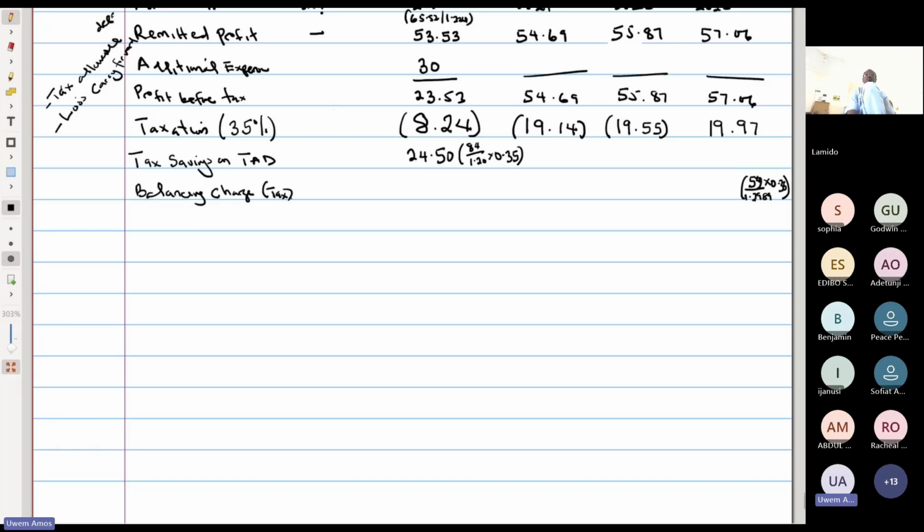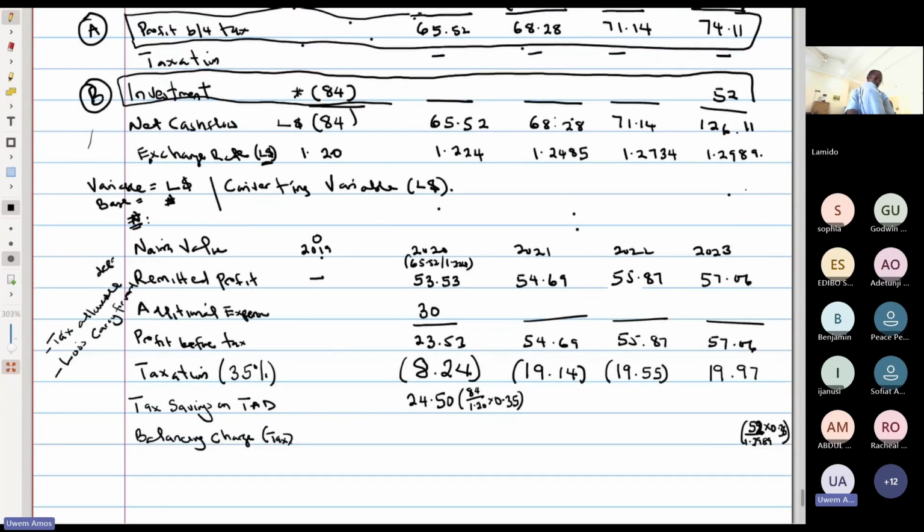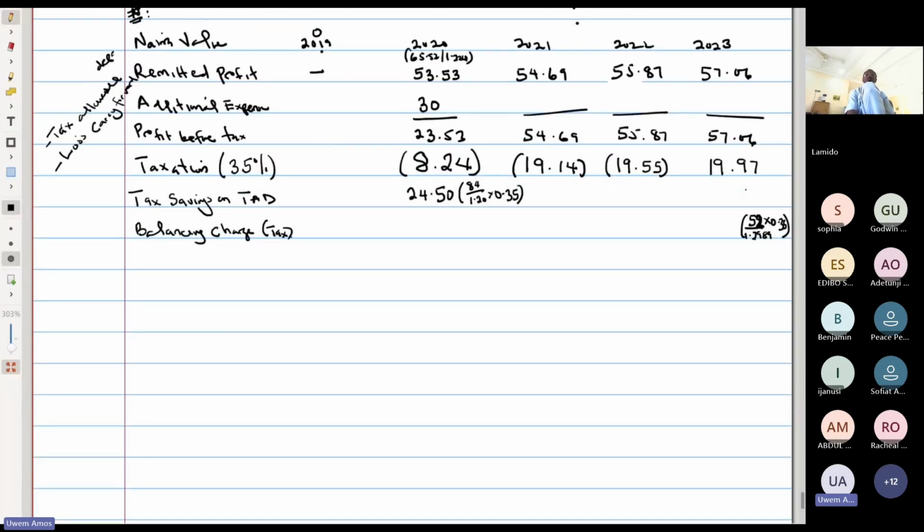Sorry, I have to squeeze that into that little space, so it might not be too legible for you guys to see, but I believe you know what I'm doing. So it is 52 divided by the exchange rate, which is 1.2989. We then multiply it by the tax rate of 0.35. So 52 divided by 1.2989 gives us 40.03, whatever it is, multiplied by 0.35. So that gives us a value of 14.01.